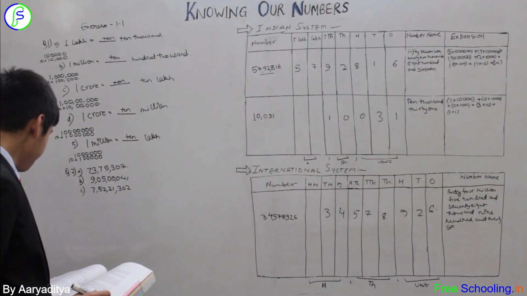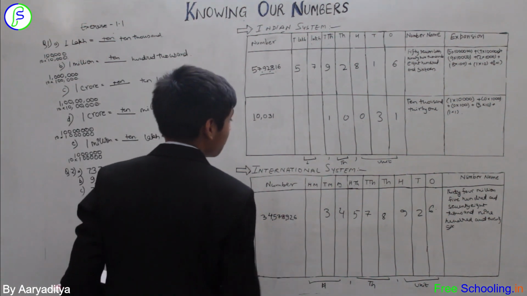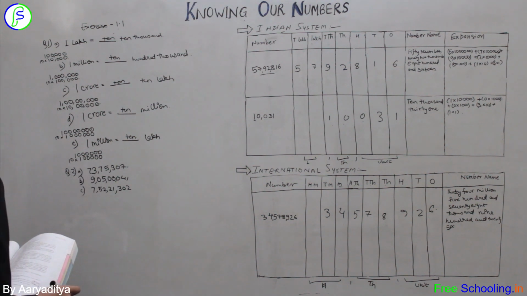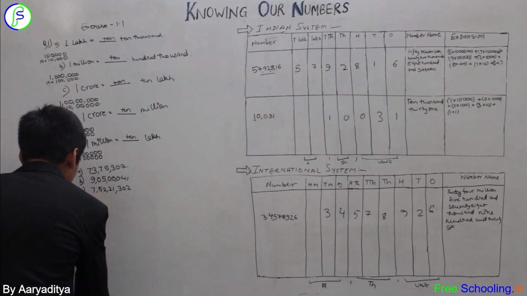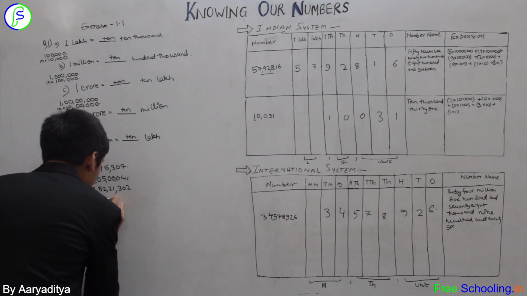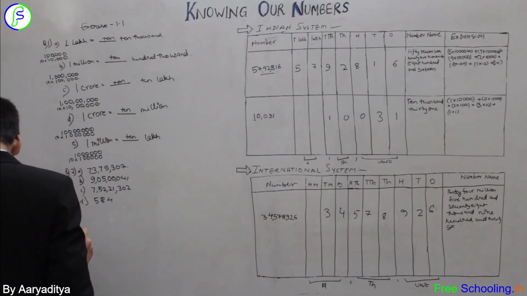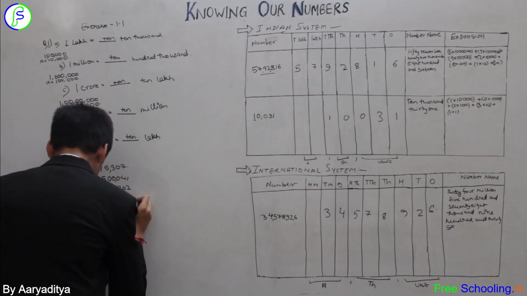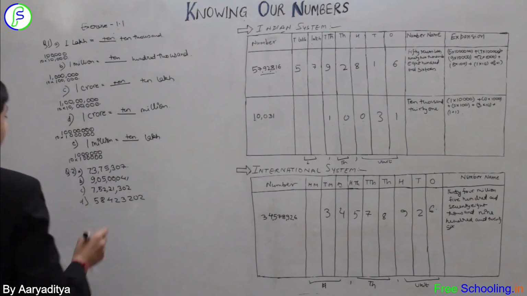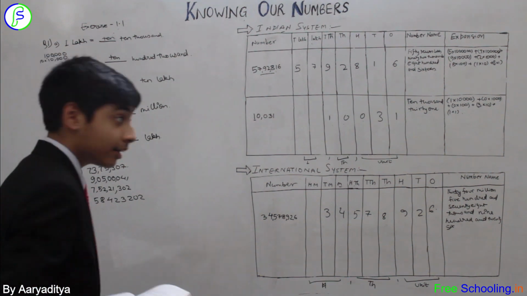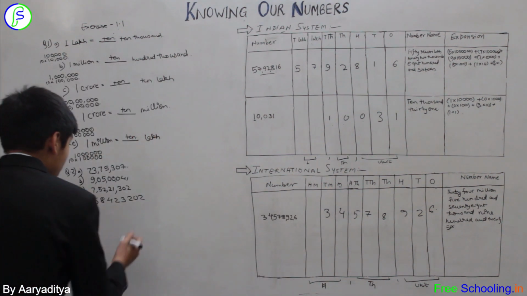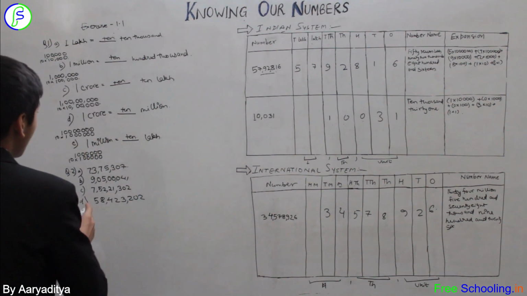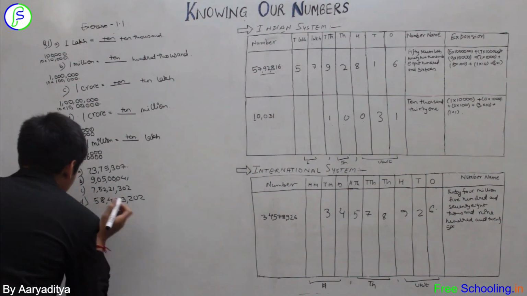It says 58 million. There comes the entry of the international system because million comes under the international system. So it says 58,423,202. So this is the numeral that you would be getting. Now let's start inserting commas according to the international system, putting a comma from the right hand side, leaving 3 digits, and again leaving 3 digits. So this is the numeral, or you can say this is the answer.